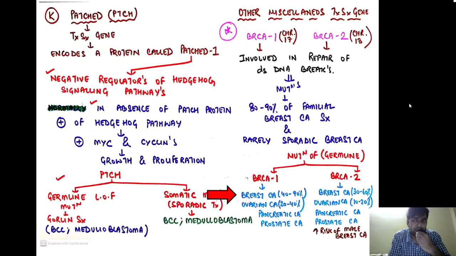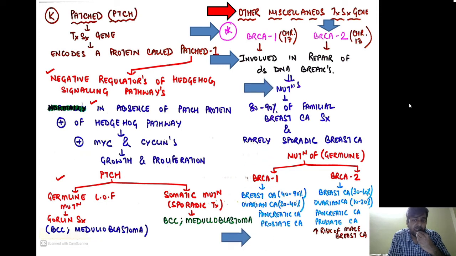Now comes the BRCA gene. These are the other miscellaneous tumor suppressor genes. There are two genes. One is the BRCA1 gene present in chromosome 17, and then there is BRCA2 which is present in chromosome number 13. Remember, both these genes are involved in the repair of double-stranded DNA breaks. So if there is a mutation in these genes, 80 to 90% of the familial breast carcinoma syndrome and rarely sporadic breast cancers can occur.